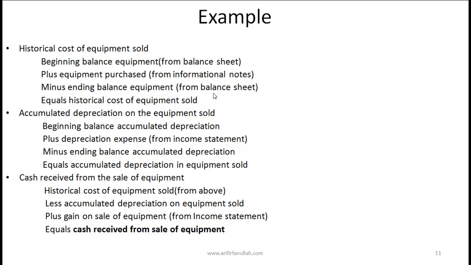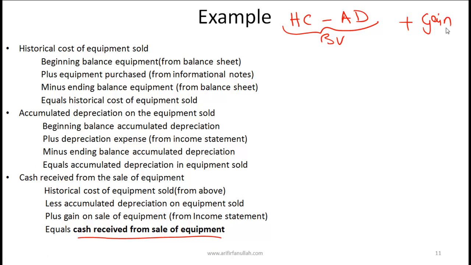This is probably one of the harder questions you could possibly get on the exam, but if you do, let's just be prepared for it. So we'll be calculating the cash received from sale of equipment. As we just said, for the cash from sale of equipment, we take the historical cost minus accumulated depreciation. This is the book value, and to it we add the gain. The gain comes from the income statement, and the book value we derive from the balance sheet.